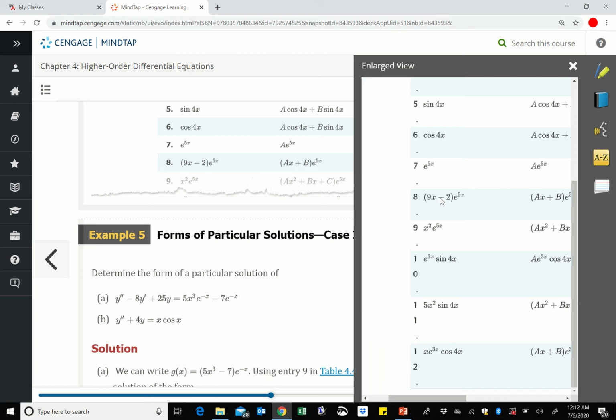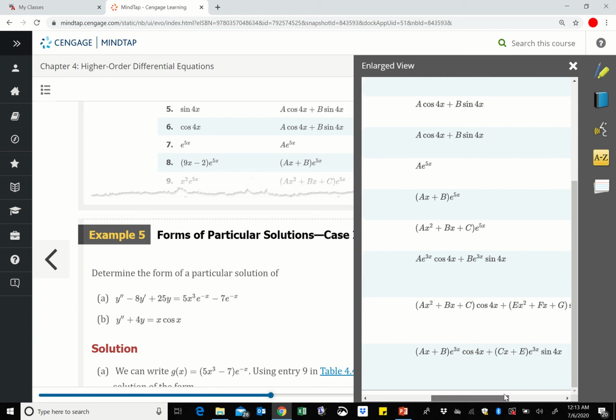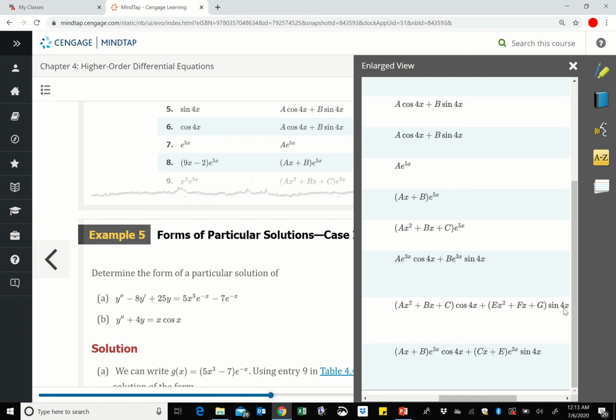And then much like what we saw in 7 and 8, or maybe 7 through 9 you could think of it, a polynomial times e to a power. If we had a polynomial times a trig function, like let's say 5x squared sine of 4x, then you would assume a general quadratic times the sine of 4x, but likewise a general quadratic times the cosine of 4x. And these two polynomials don't have to have the same coefficients. So it would be ax squared plus bx plus c times the cosine of 4x, and then ex squared plus fx plus g times the sine of 4x.